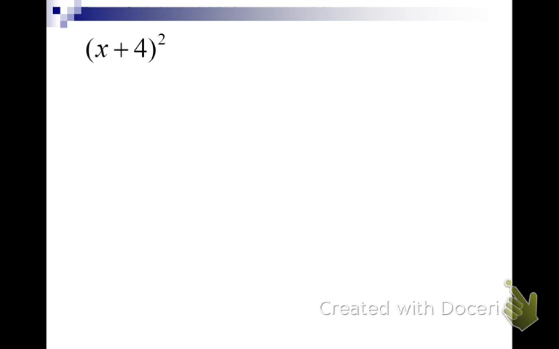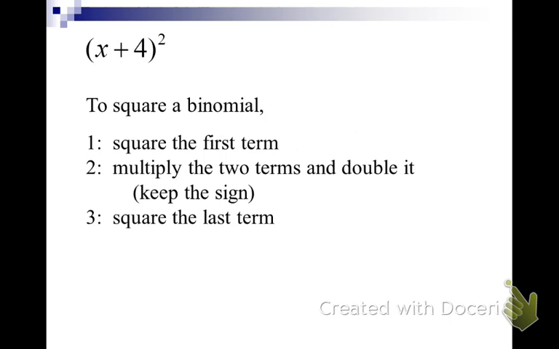Here's another of our special products. When we take x plus 4 quantity squared, that's the same as saying x plus 4 times x plus 4. A shortcut to doing this is to square the first term, x times x is x squared, square the last term, 4 times 4 is 16, and then take the first term times the last term and multiply by 2. X times 4 is 4x times 2 is 8x.